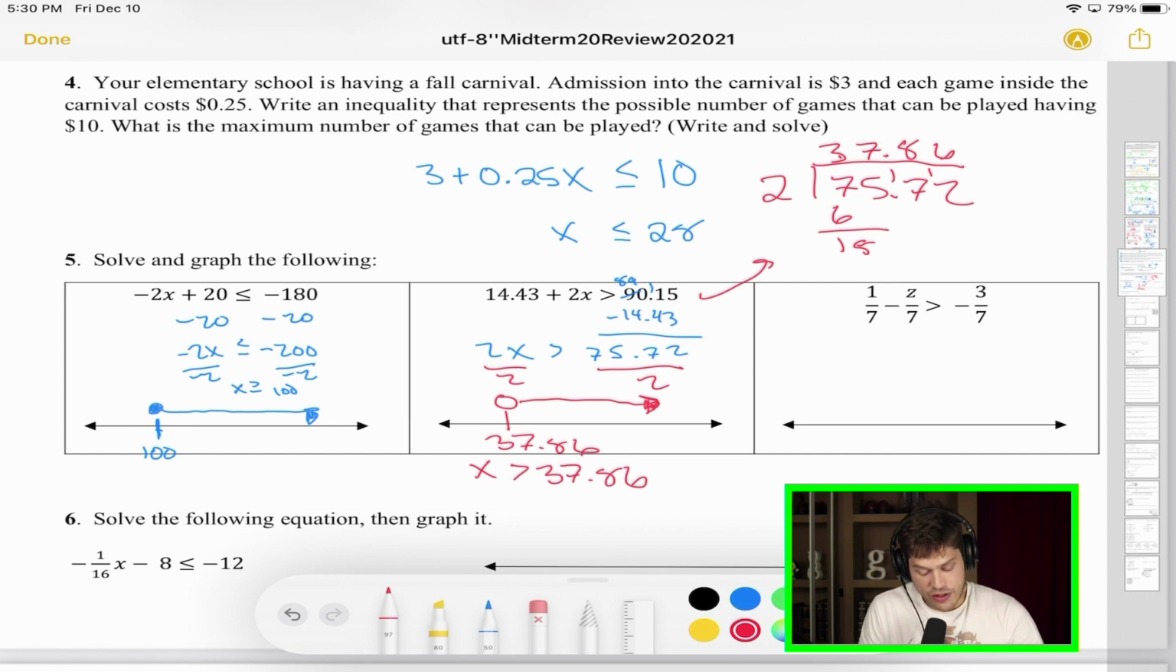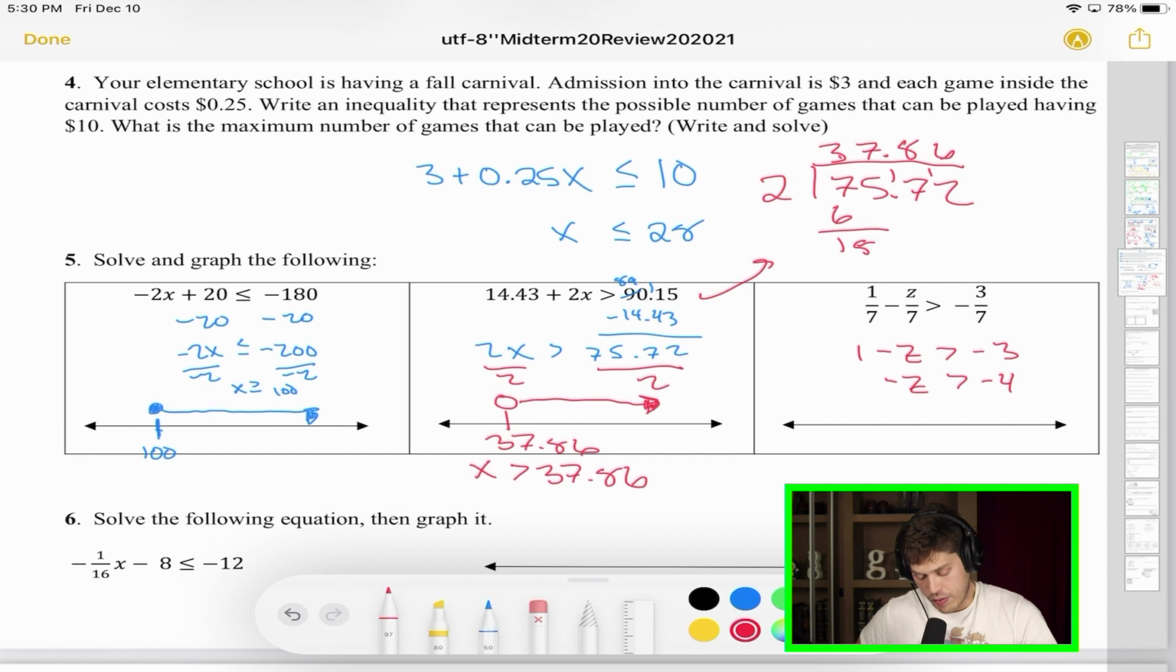Okay. So this third one. The first thing I notice is that everything is over 1/7. So we can just immediately cancel those out, and we can just be thinking of this problem as 1 minus z is greater than -3. And then what can we do? We can subtract 1 from both sides to have -z is greater than -4. And then we want to get rid of our negative sign.